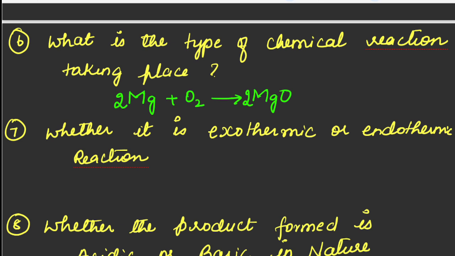Now the question is, what is the type of chemical reaction taking place? The type of chemical reaction which is taking place is called a combination reaction. Chemical combination reaction. The meaning is, this is called the reactant. If two or more reactants are present and one product is formed, it is called a chemical combination reaction. So you will write this as combination reaction.